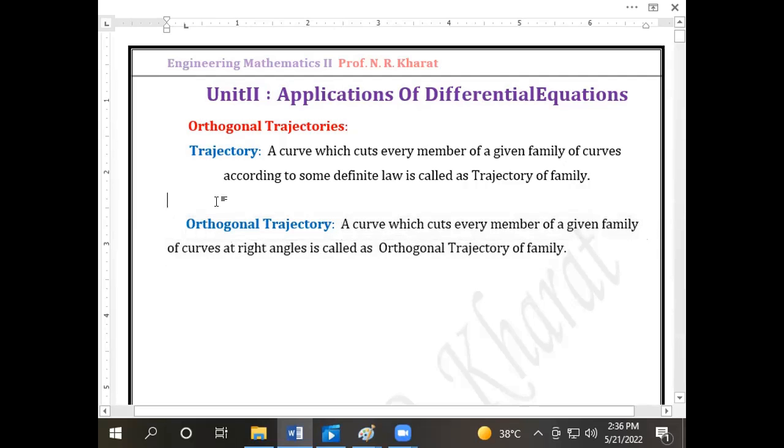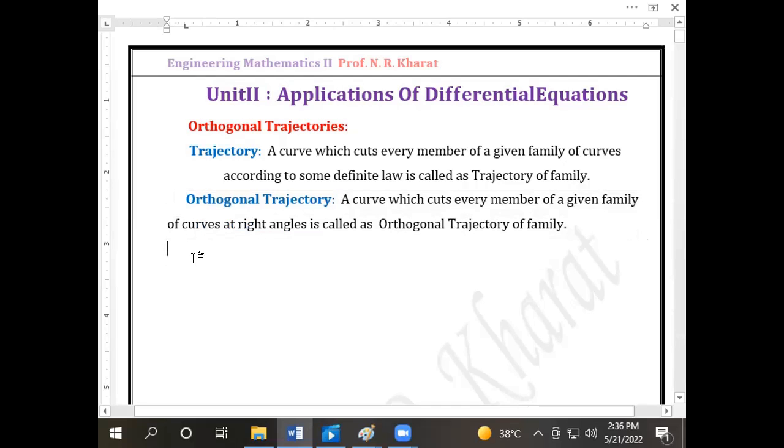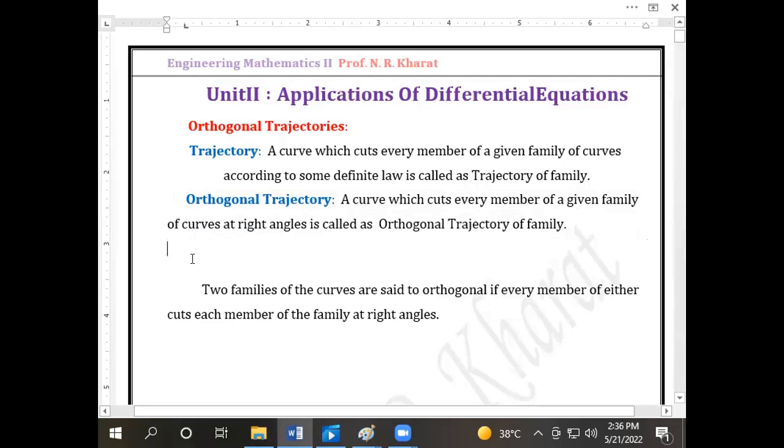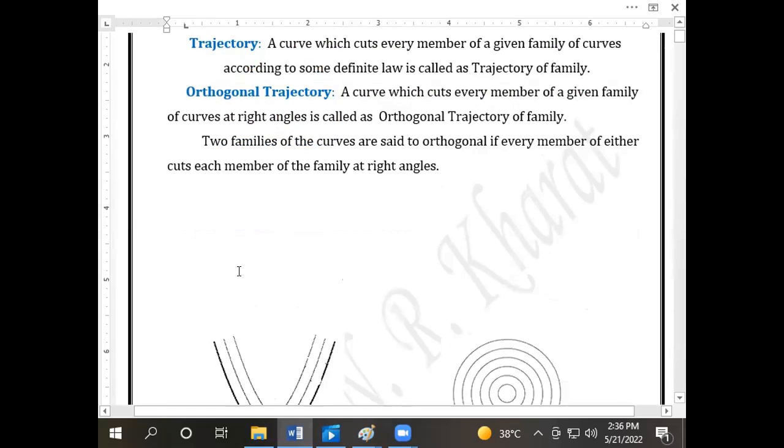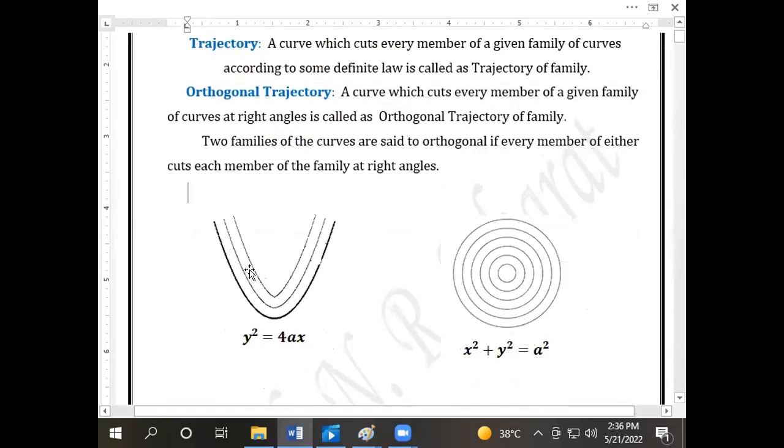For that, we will see an example. Suppose we have two different curves. The first is the parabola, y square is equal to 4 times a x, in which a is one arbitrary constant, and the second is the equation of circles, x square plus y square is equal to a square, the equation of concentric circles with center at the origin.